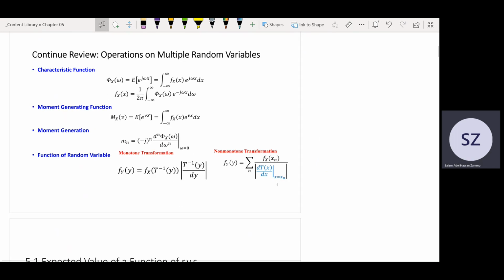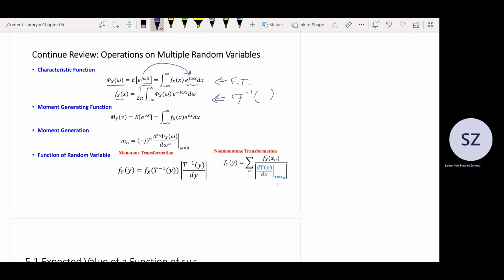And then we went through the characteristic function by defining phi x of omega, which is the expected value of e to the j omega x. When you take the expected value of this, it means that you are multiplying this thing by fx, the PDF, and integrating. And this is basically the Fourier transform. So this was the Fourier transform, and the PDF can be written as the inverse Fourier transform.